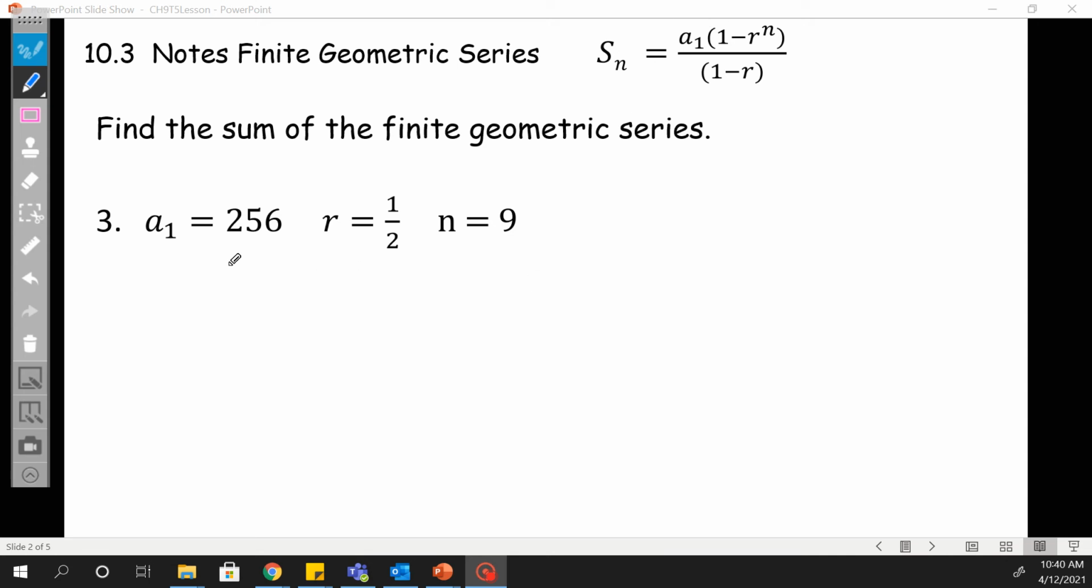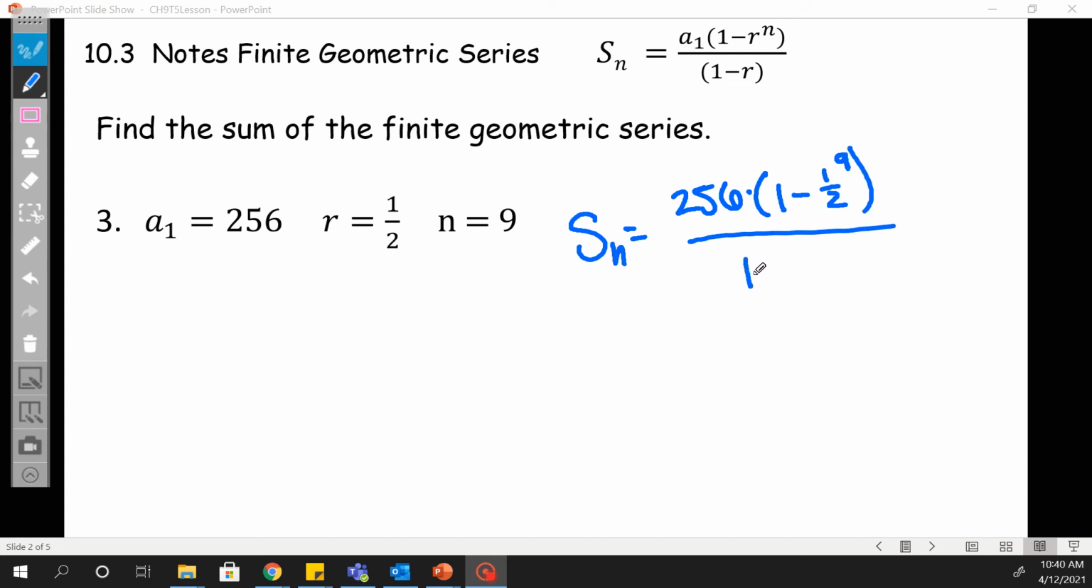Okay, so number 3, we have all of those things. We have the first term, which is 256. We have the ratio, which is 1/2, and we have the number of terms, which is 9. So let's do our sum. So the series is equal to the first term, 256, times 1 minus r, 1/2, but that r is raised to the n power, so raised to the 9th power, divided by 1 minus 1/2.